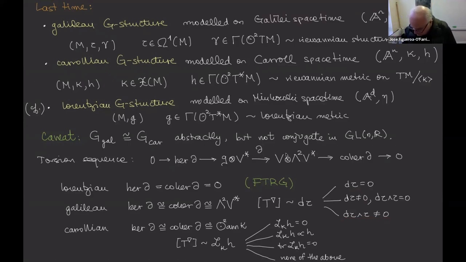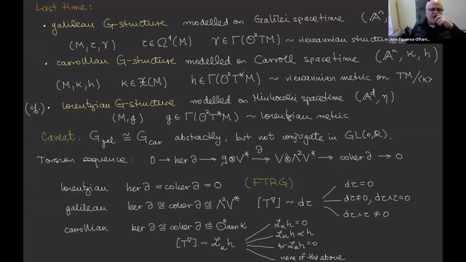In the Carrollian case, again, the kernel and cokernel are isomorphic, as a module, to the symmetric square of the annihilator of this distinguished vector field. And when you compute the intrinsic torsion, it looks like the Lie derivative of this degenerate metric along the vector field. It can be of four types. It can be generic, right? Otherwise, the Lie derivative could be zero, or proportional to the metric, or traceless relative to a trace defined by the metric. And then you get generically four different kinds. Anyway, that was what we did last time.